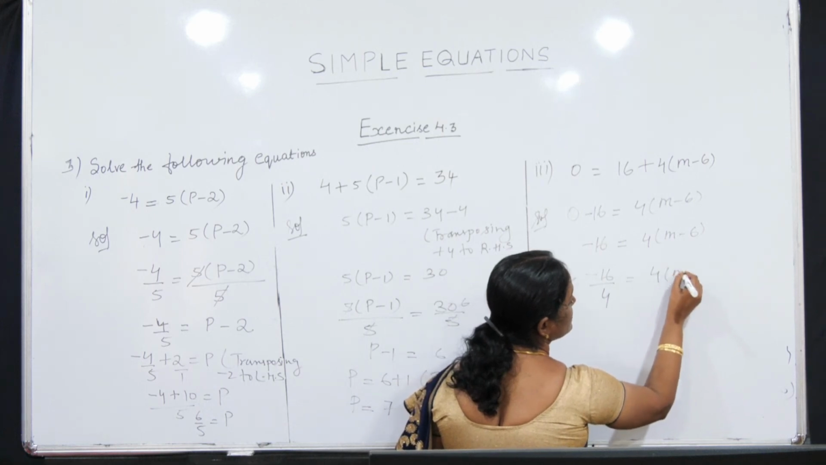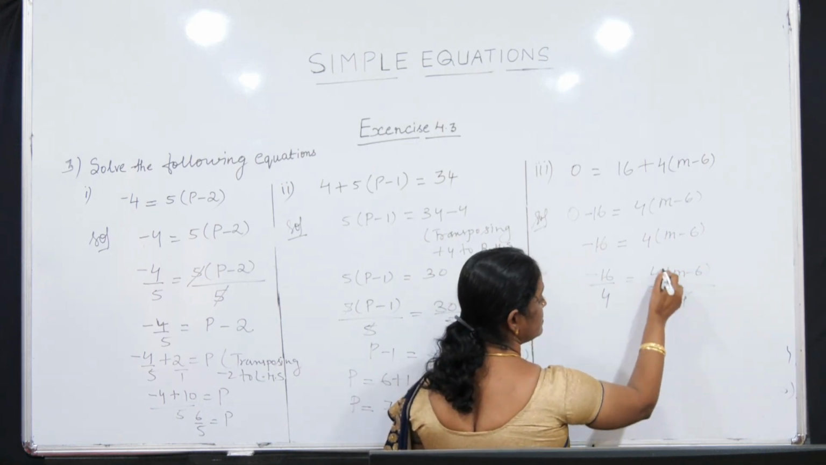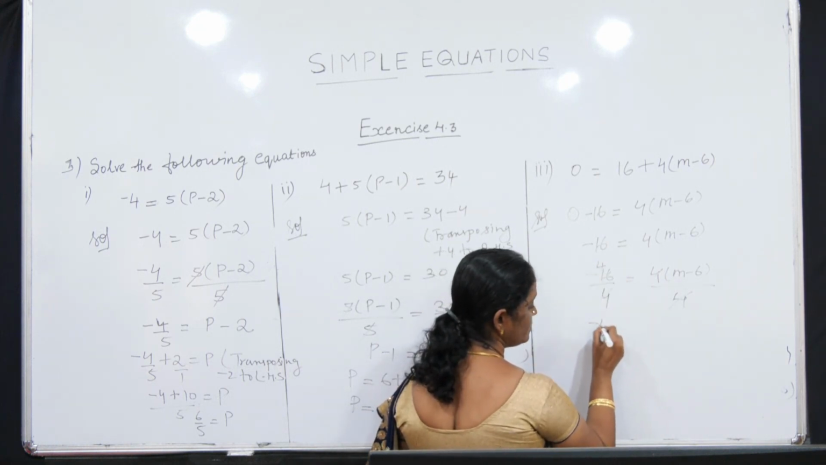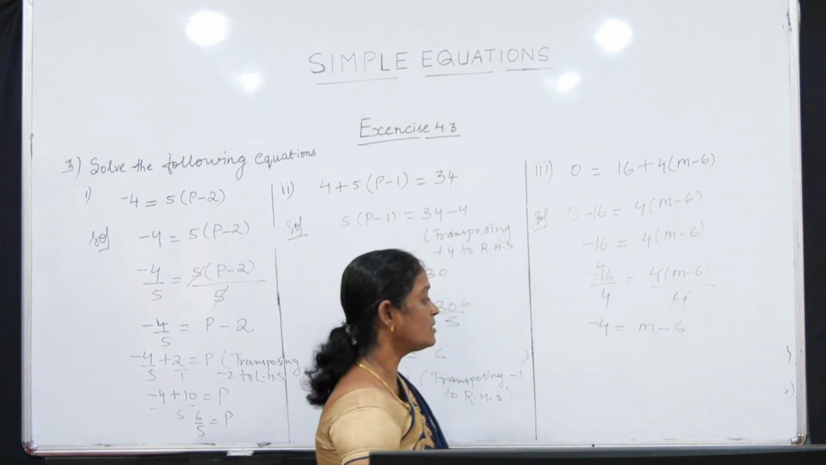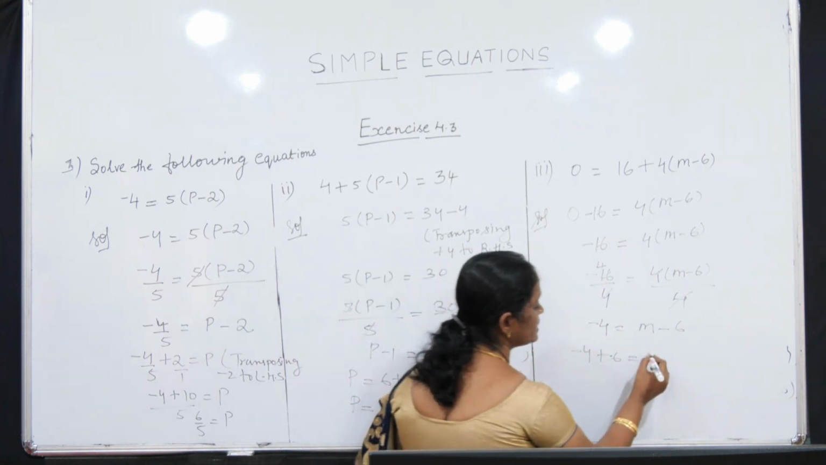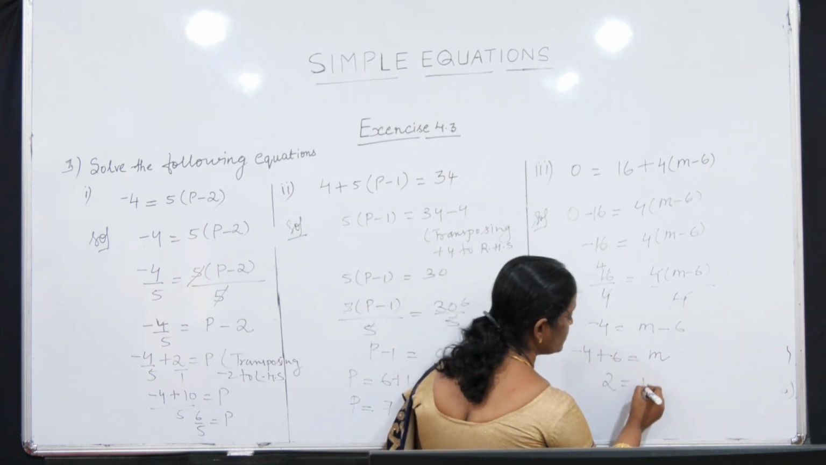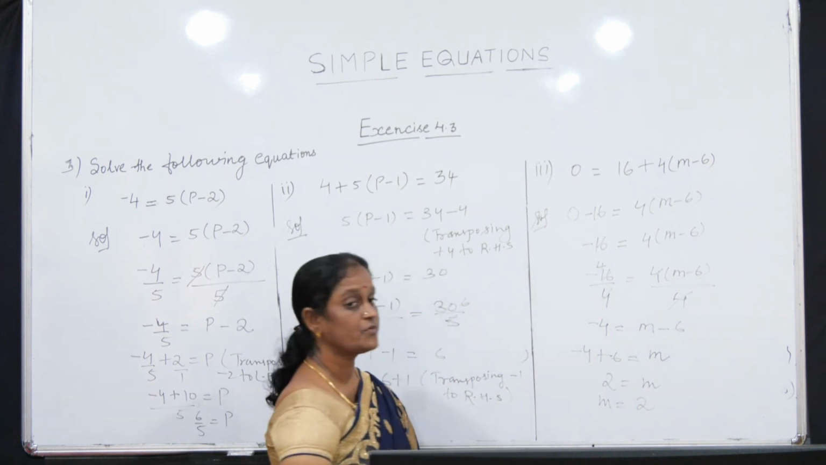4 into m minus 6 divided by 4. This 4 will get cancelled. Here 4 4s are 16. So minus 4 is equal to m minus 6. The next step is transposing minus 6 to LHS. Minus 4 plus 6 is m. So 2 is equal to m, or m is equal to 2 is the solution to the given equation.